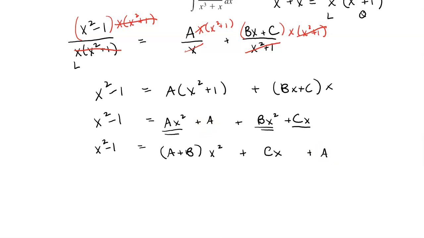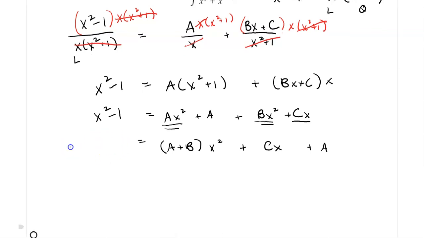So now what I'm going to do is look at the left-hand side. It is x squared minus 1, but I notice that I'm missing an x term. So really what we have going on here is x squared plus 0x minus 1. Now the reason why this is interesting is because I want to go from left to right and pair up the matching coefficients. So for x squared, I have A plus B on this side, and I have an understood 1 on this side. Because these two polynomials are equal, they have to have the same coefficient. So that means that A plus B has to equal 1.